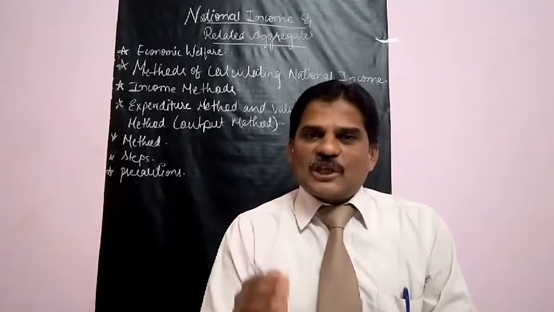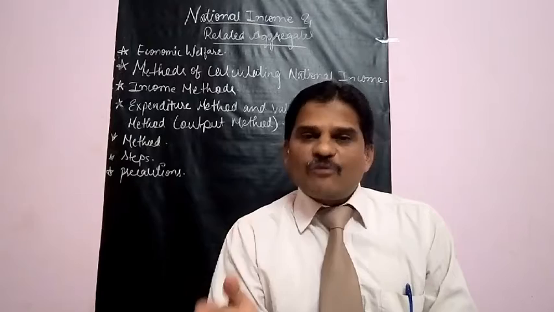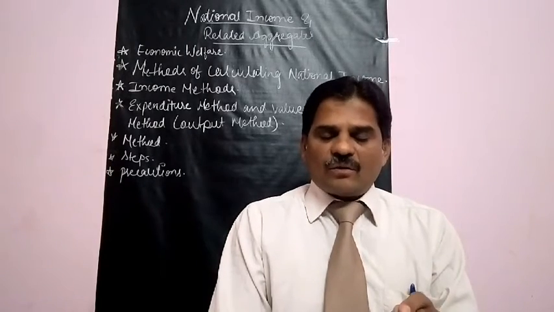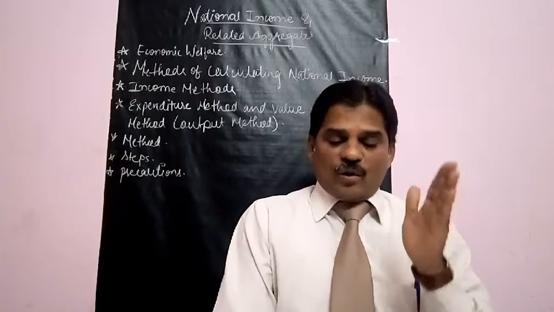Now precautions. What are the precautions to be taken while calculating national income through the expenditure method? First one, avoid double counting of expenditure. Double counting of expenditure should be avoided here by not including expenditure on intermediate products. Whatever expenditure we are making on intermediate products will not be included in this method. Only the expenditure on final products should be included. I mean, intermediate expenditure should not be added, whereas the final products expenditure should be added in this expenditure method.